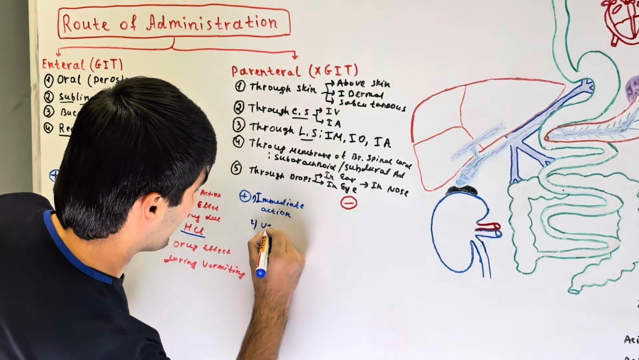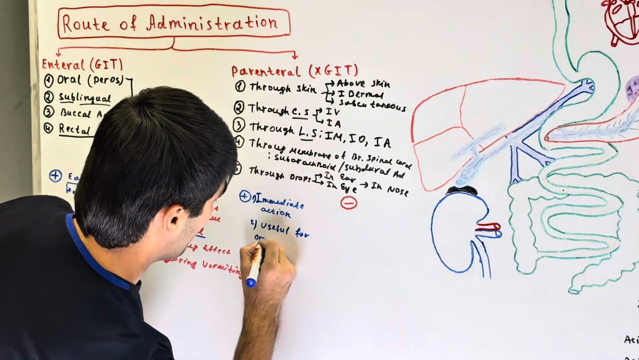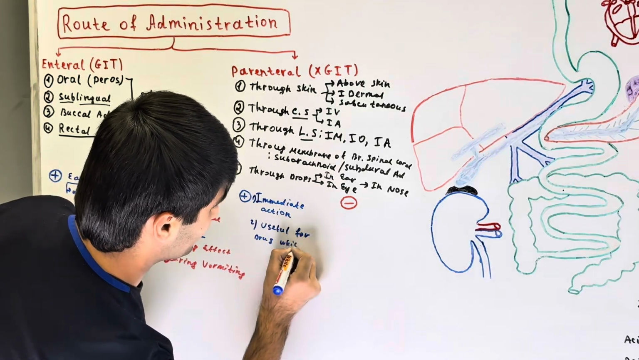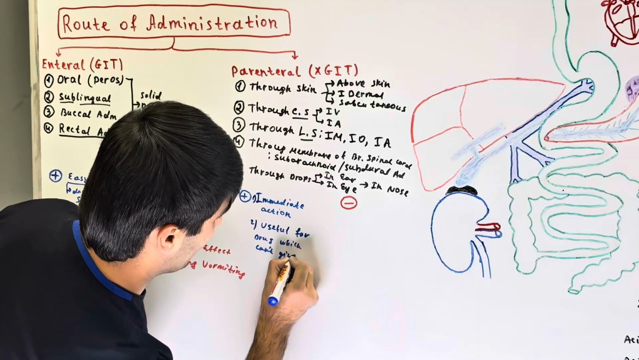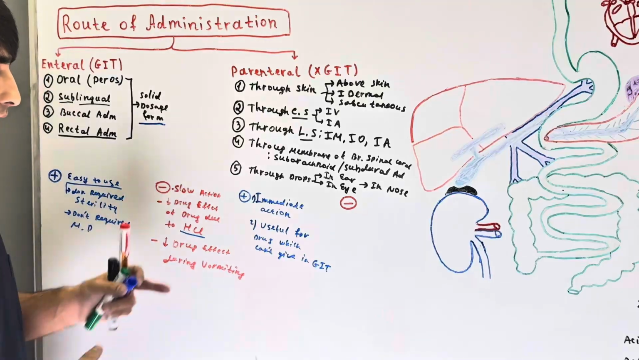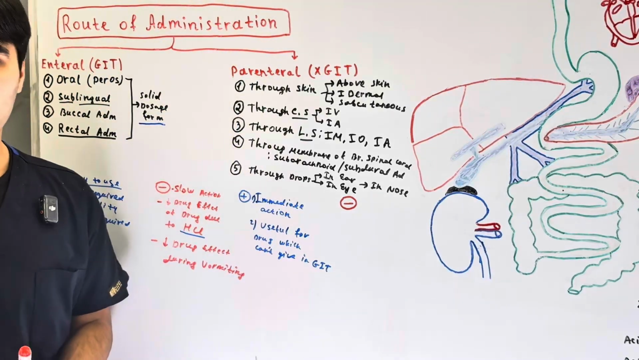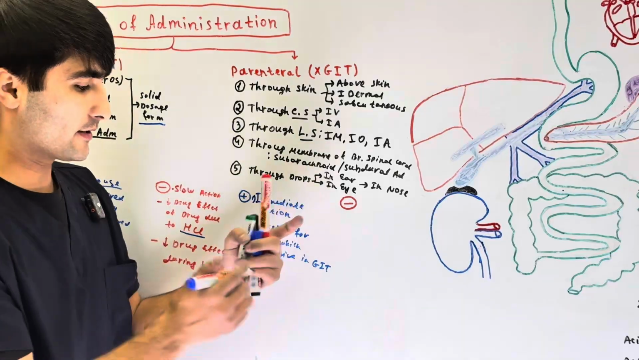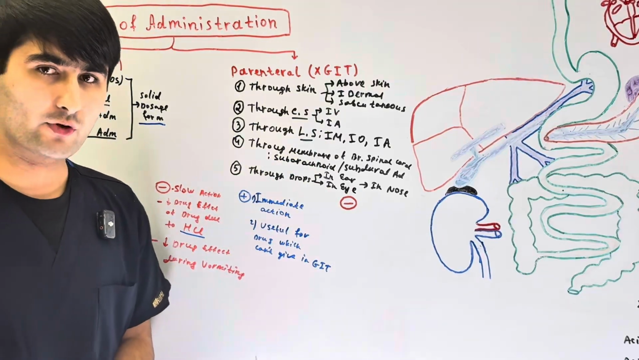It means useful for drugs which can't be given in the GIT or enteral types of administration. These were the positive or advantage sides of the parenteral types of administration. Now let's talk about the disadvantages of the parenteral types of administration.